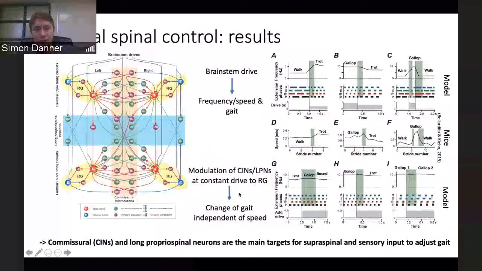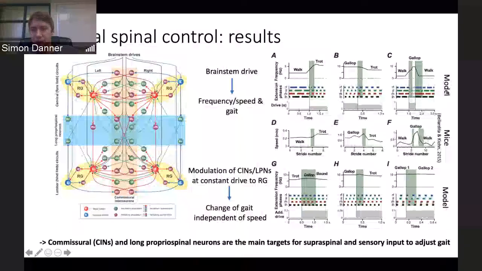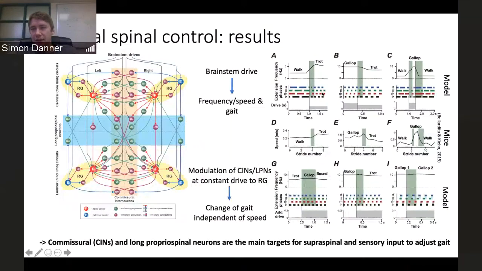And one of them is clearly we have now a set of connections that are of interest, but also we can now investigate how the model can change locomotor gait and speed. So now if we change the brainstem drive in an abrupt way, it reproduces relatively, so here we see it for mice and here in the model, qualitatively the change of gait and speed as is observed in animals with just one or a few transition steps between the change in frequency and gait.